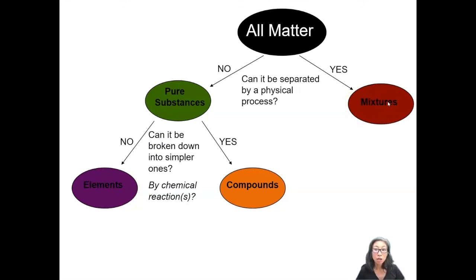A mixture is basically just separated by a physical process, and they are physical combinations of basically elements and compounds. These substances, when you put them together but don't bond them together, then you have a mixture.